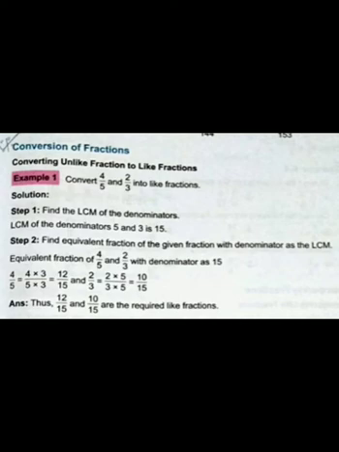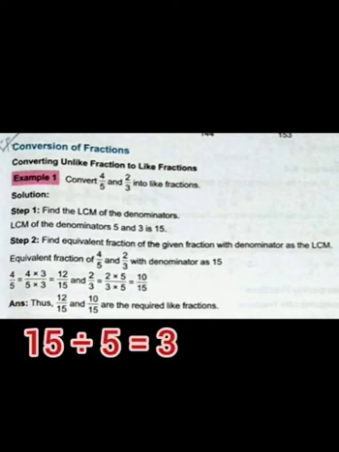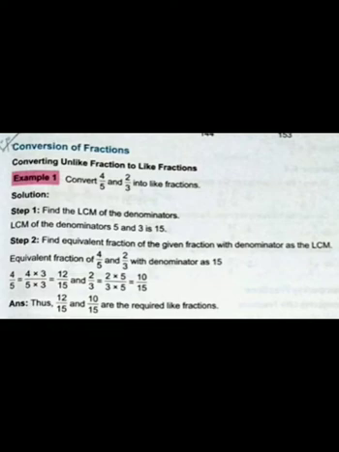First we will find the equivalent fraction of 4 by 5. We have 15 in the denominator and we will divide 15 by 5. When we divide 15 by 5 we get 3. So that means 5 into 3 is equal to 15. If we multiply the denominator 5 by 3, we will multiply the numerator 4 by 3. So we get the answer 4 into 3 is equal to 12. And we get the equivalent fraction 12 by 15.